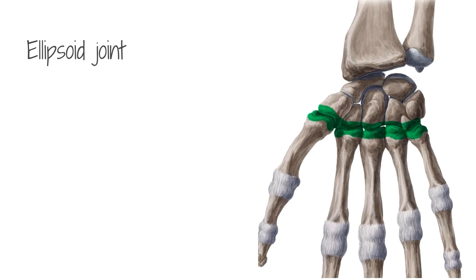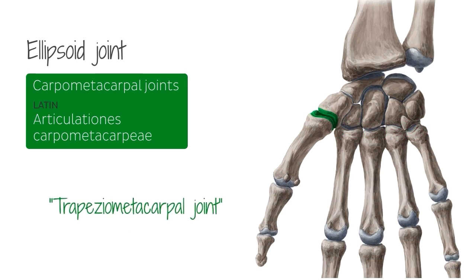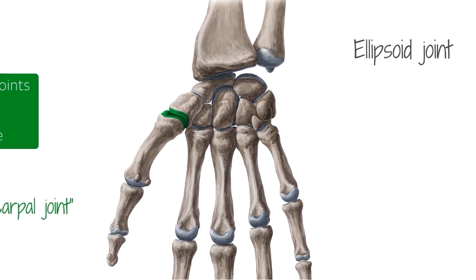Now let's move from the wrist joint to the joints formed between the proximal bases of the metacarpal bones and the distal carpal bones. These joints are the carpometacarpal joints, which are ellipsoid synovial joints. As you can see in the image, there are 5 carpometacarpal joints in the hand, corresponding to the number of digits. Of these 5 joints, the carpometacarpal joint of the thumb, which is also known as the trapeziometacarpal joint, differs in that it is a saddle joint, and this allows the thumb to oppose with the other fingers.